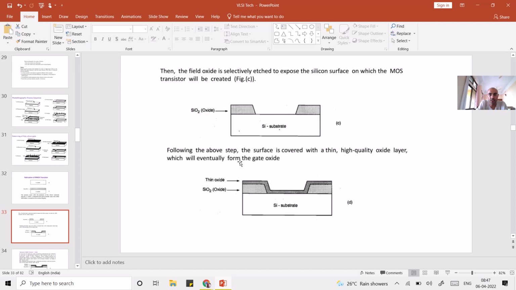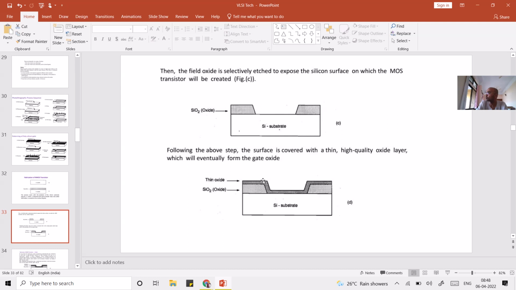See this, the thin oxide is deposited. Why are we calling it thin oxide? Because the thickness of this layer is approximately 10% or even 1% of the thickness of this SiO2 layer. If this is 8,000 angstroms, then this will be around 80 or 100 angstroms. So it is very thin, hundreds of angstroms at most. That is why it is called thin oxide.